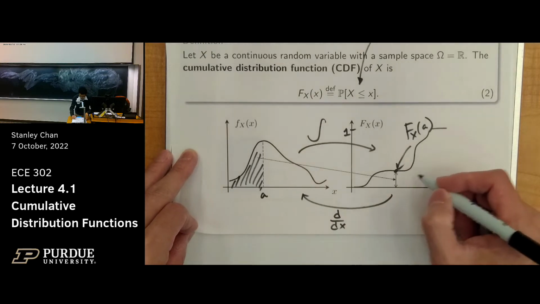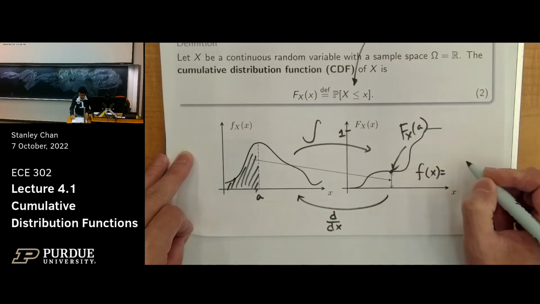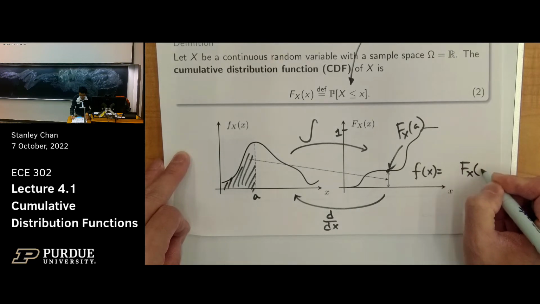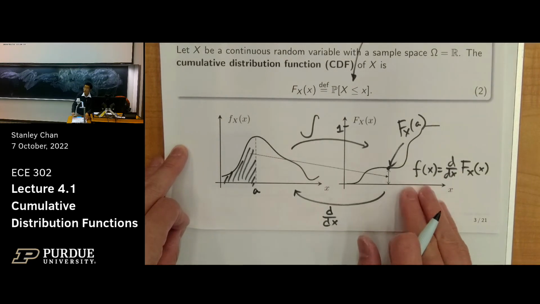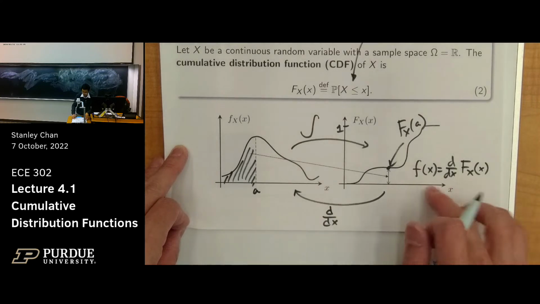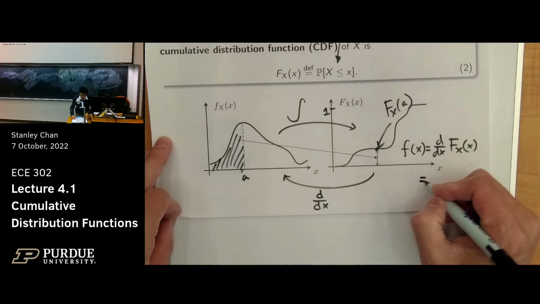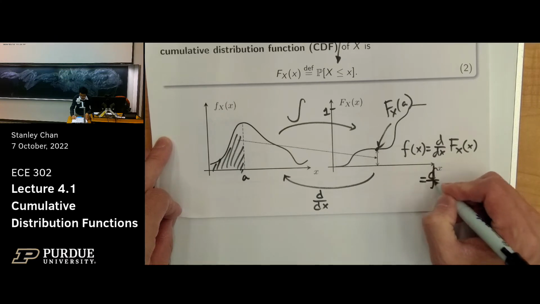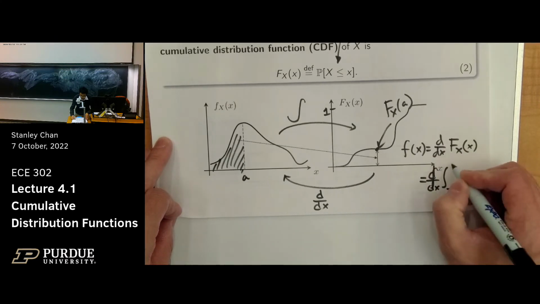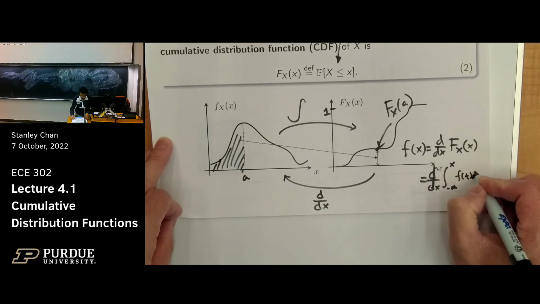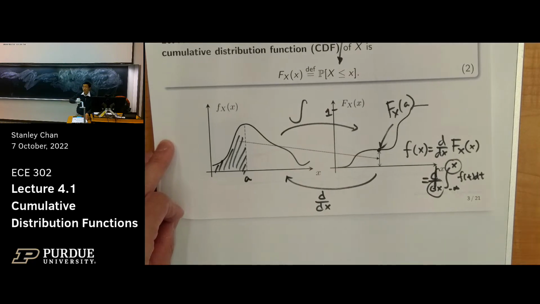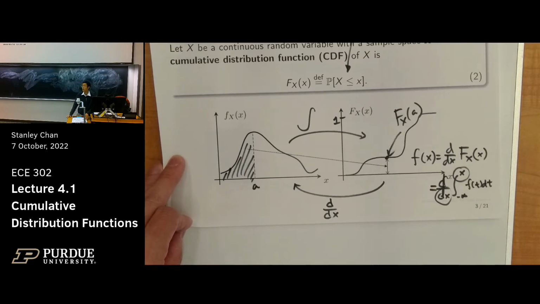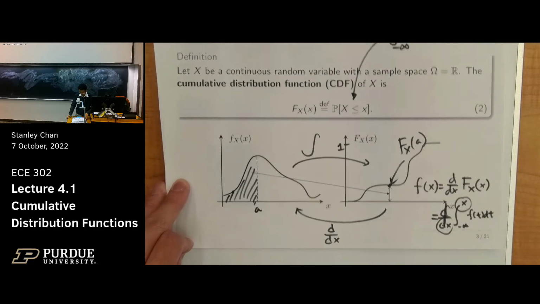So here when we say that f_X of x equals d/dx of F_X of x, on the left-hand side you have the PDF and on the right-hand side you have the CDF. You say that there's a derivative relationship. If we write it out, it would be d/dx of the integral from minus infinity to x of f(t) dt. So you can see that the d/dx is taken with respect to x, not the t inside the integral. Just be careful about these two variables.